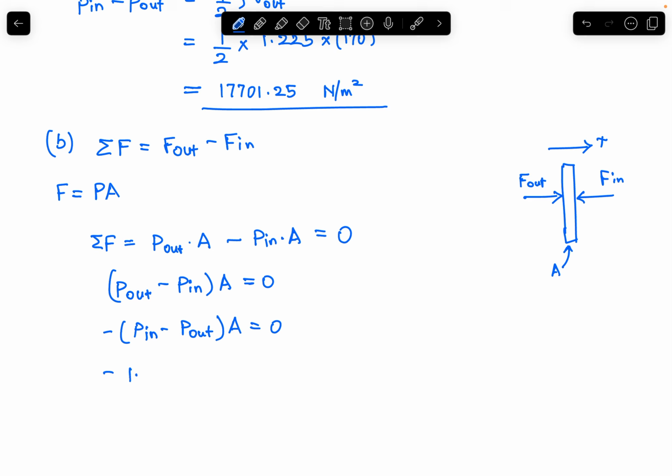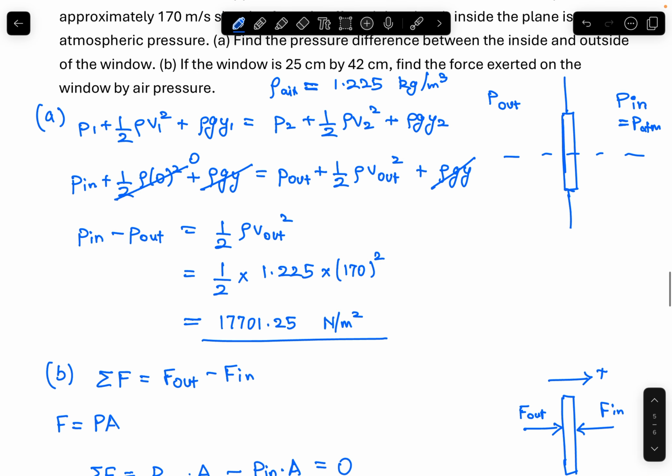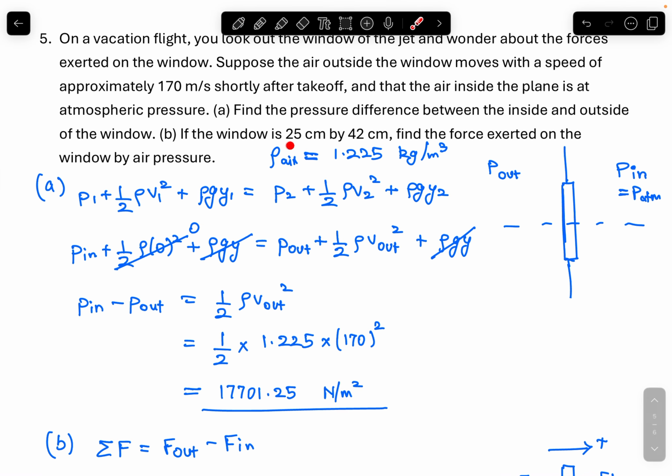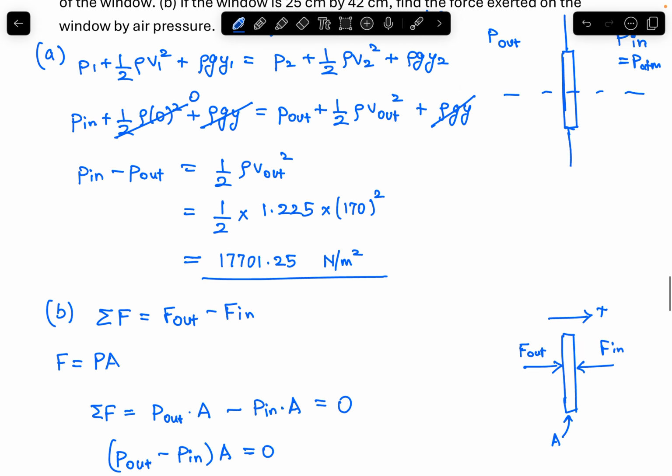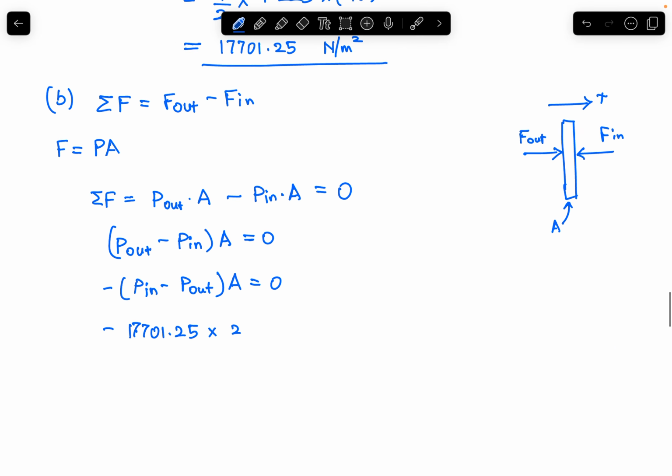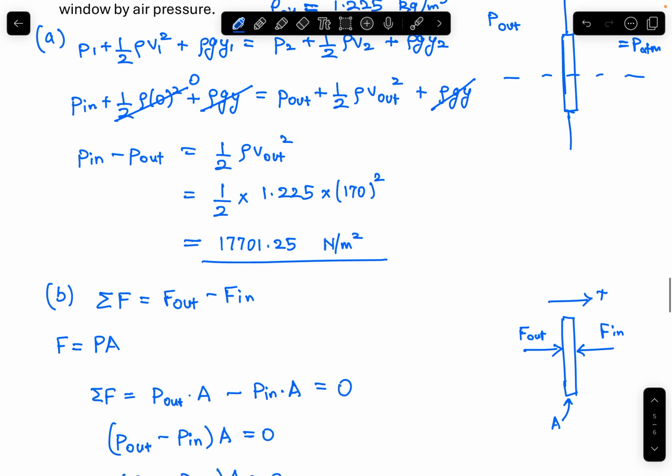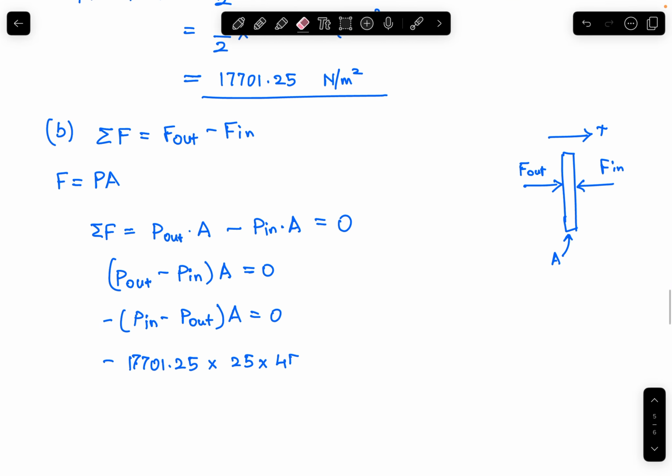So substituting the values, 7701.25. The area is just these two values multiplied together. So 25 multiplied by 42. But these two are in centimeters, so I'll convert them into meters.